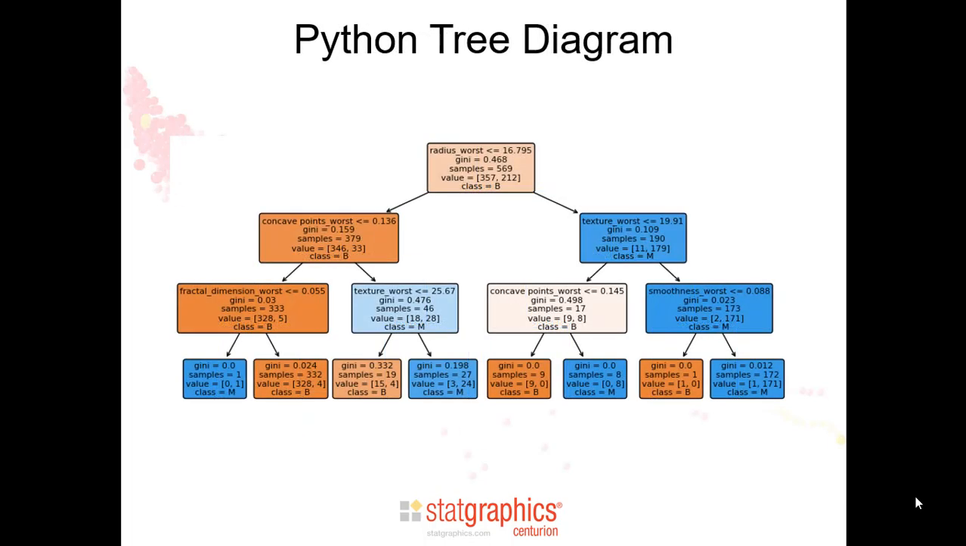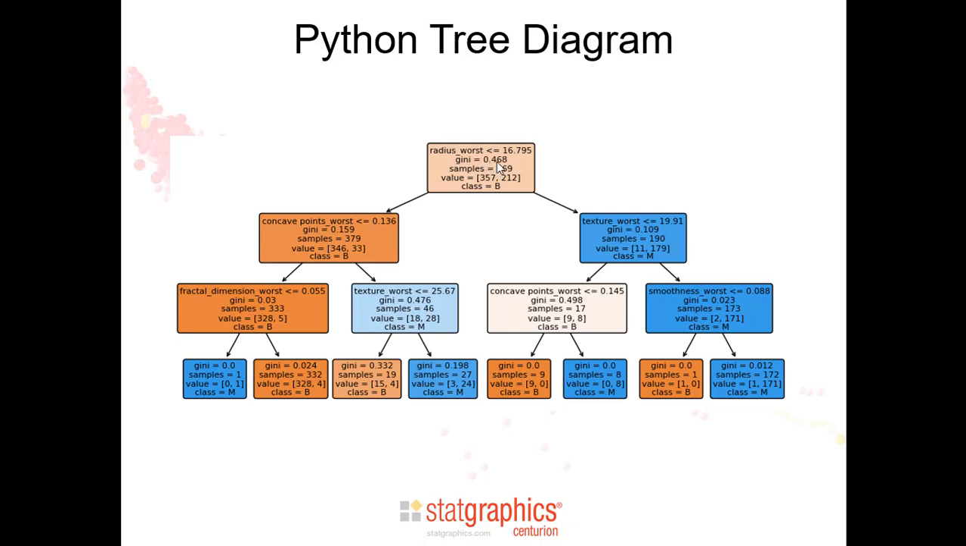The list of tables and graphs for the decision tree also contains a tree diagram created by Python. This diagram has additional information at each node of the tree. For example, at the top node, you see all 569 samples in the training set. The branch to the left is defined by radius worst less than or equal to 16.795.